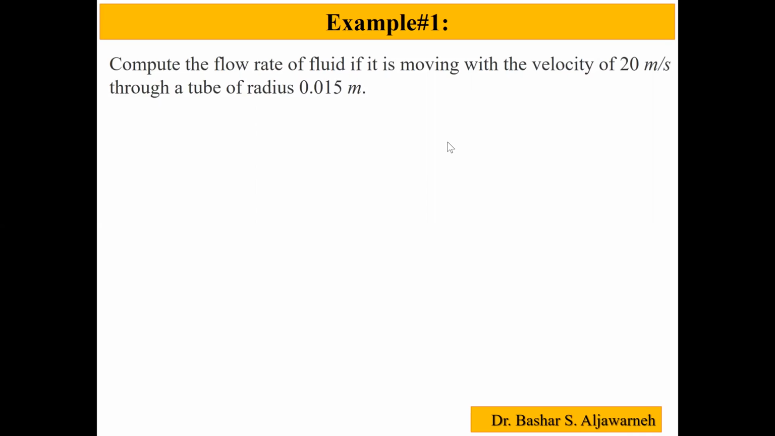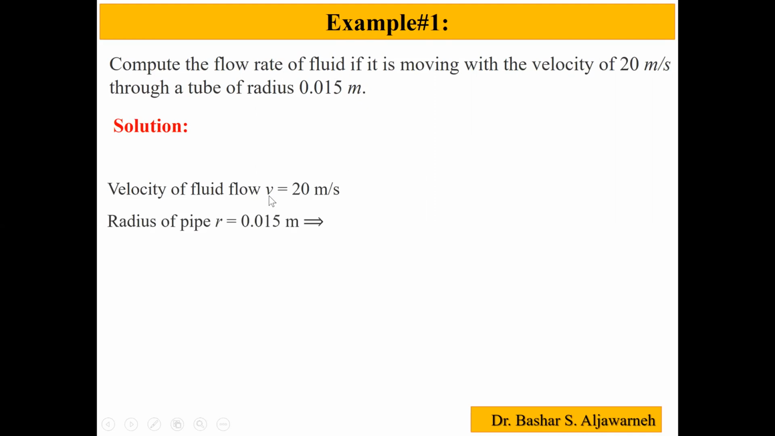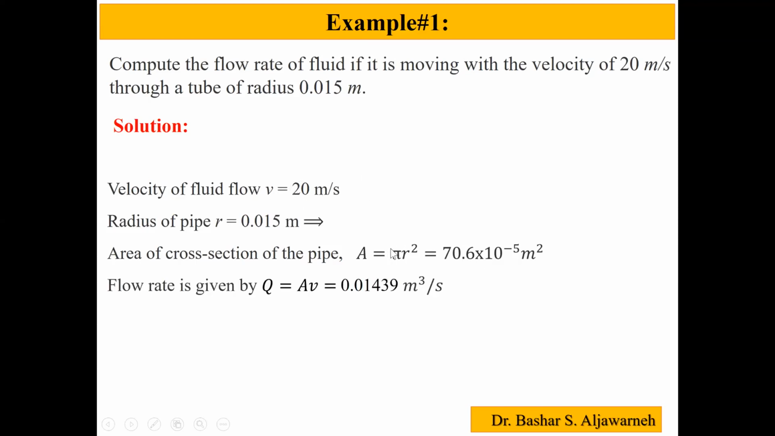What is given in this question is the following: the velocity of the fluid, which is 20 meters per second, and the radius of the tube, which is 0.015 meter. Therefore, we can calculate the area, which is πr squared. And the question is to calculate the flow rate, Q. So as I mentioned before, Q equals the cross-sectional area times the velocity. We know the velocity and we calculated the area, so what we have to do is just multiply the value of the area times the value of the velocity.